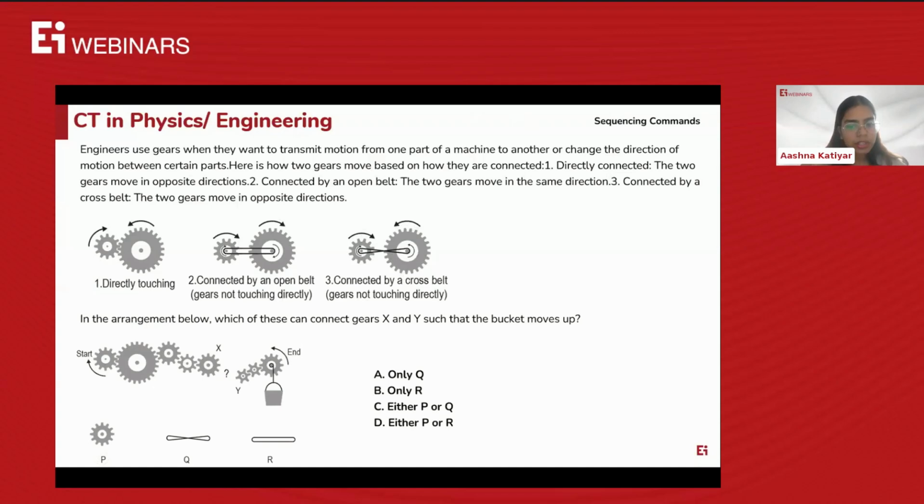So option A is only Q, option B is only R, option C is either P or Q, and option D is either P or R. So our goal is to move the bucket upwards. So again, in the end, the gear is moving in an anti-clockwise direction, and in the starting position, the gear is moving in a clockwise direction. So how do we need to connect gear X and Y such that the bucket moves up?